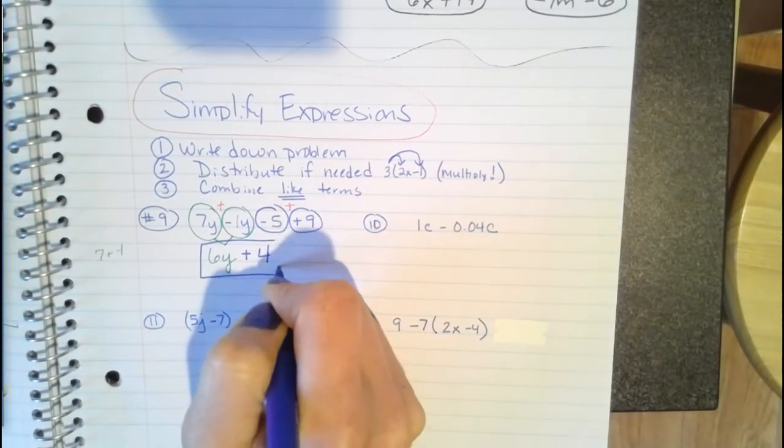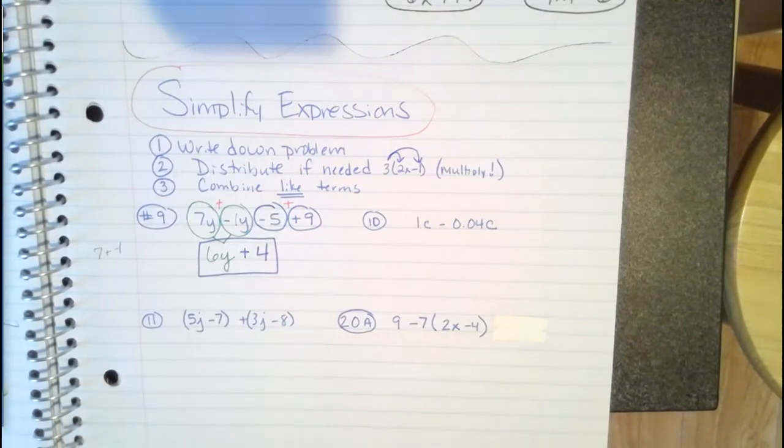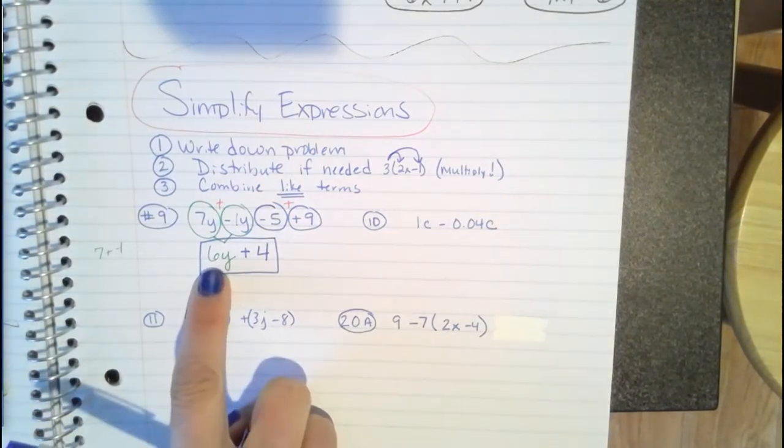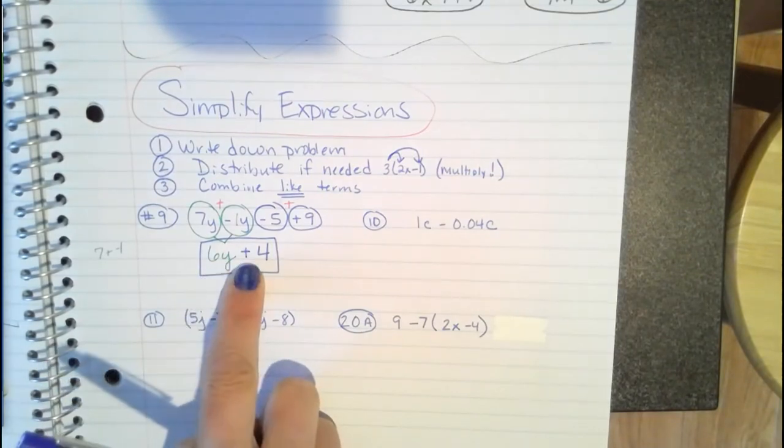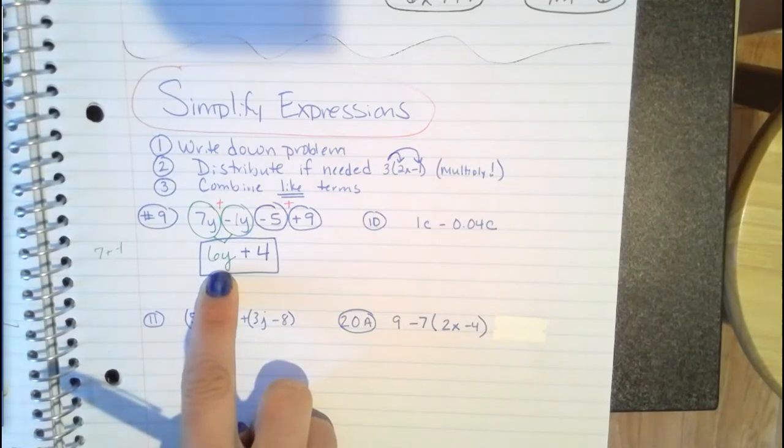An error I saw in some of your homework earlier in this unit was you were trying to add those together. You can't add those together. This is an unknown amount. This is 6 times y. We don't know what y is. We can't add 4 to something we don't know what it is.